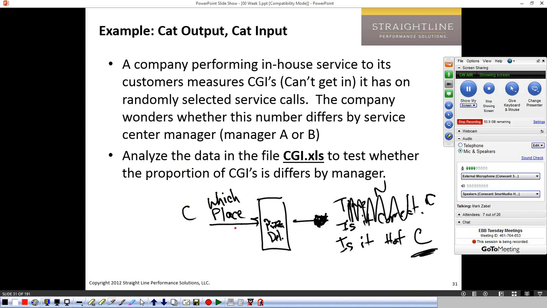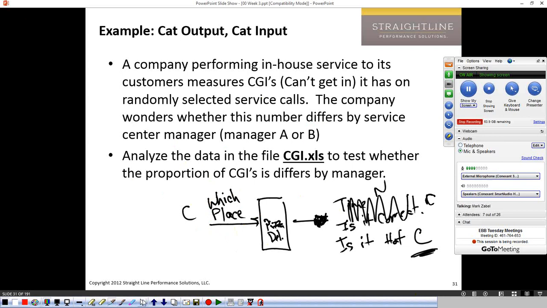So let's take another 30 seconds and see if you can come up with an example from your world that fits category output, category input. Okay? So that it's going to make sense to you when we go through the motions. Let's try this one more time.